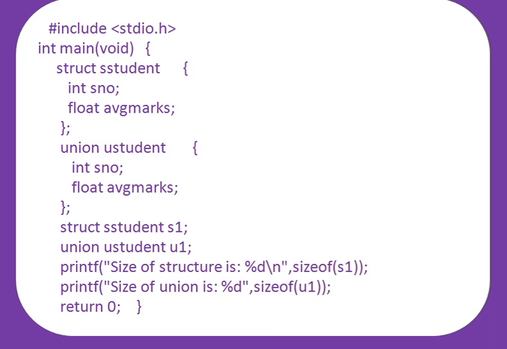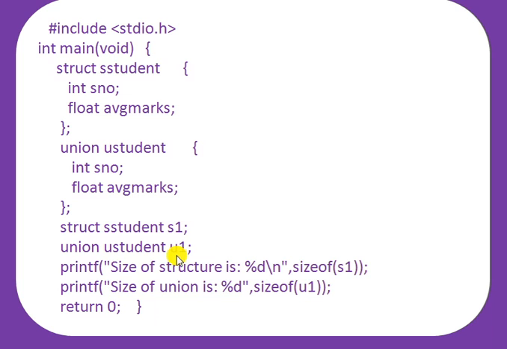So here what is the size of S1? S1 is having SNO memory location and AVG marks. One is integer and another one is float. So let us assume integer occupies 2 bytes. The compiler occupies 2 bytes for integer. And definitely float 4 bytes. So this is 4 plus 2. Total 6 bytes for the structure variable S1.